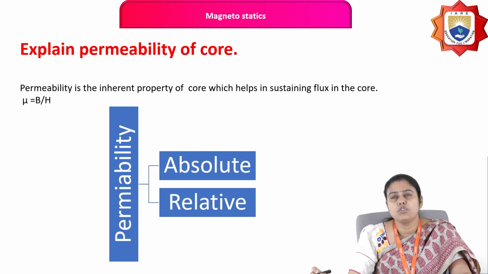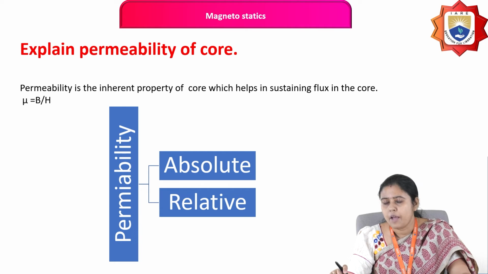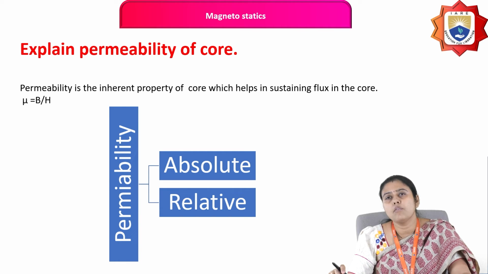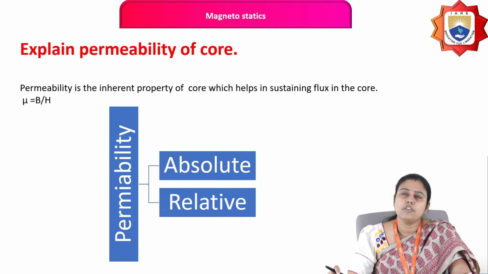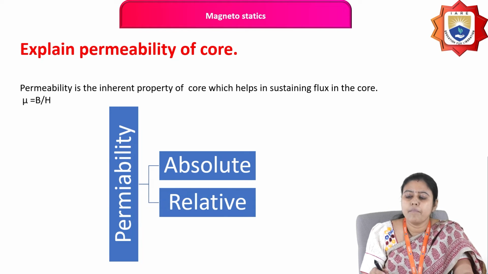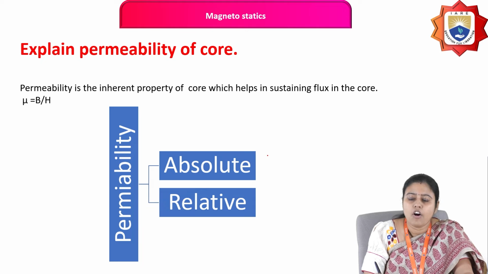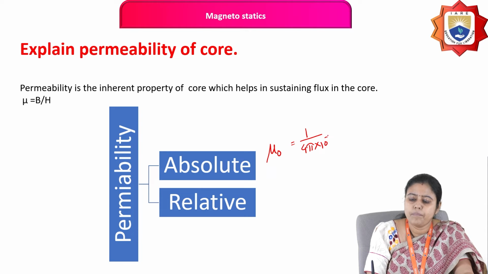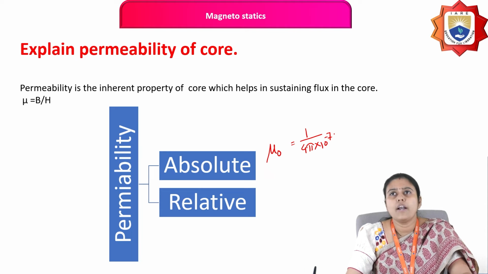Permeability is basically of two types. One is called the absolute permeability, another one is called the relative permeability. What is absolute permeability? The permeability of the air or the vacuum. It is written by mu naught and its value is 4 pi into 10 to the power minus 7. What is the value of the relative permeability?